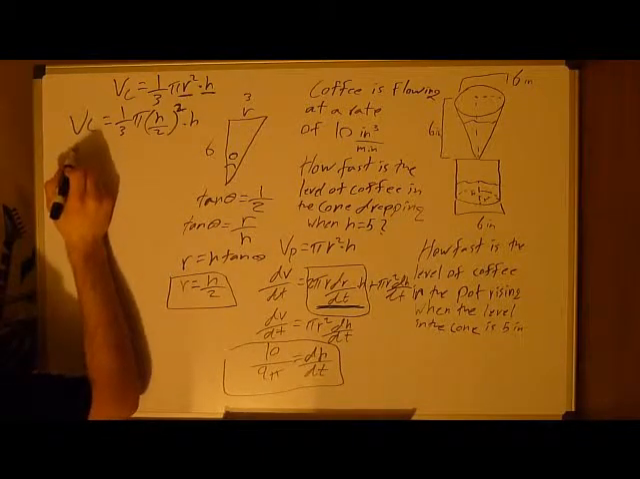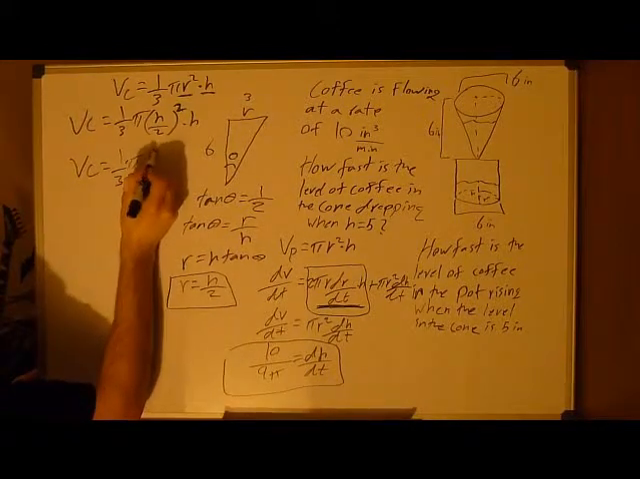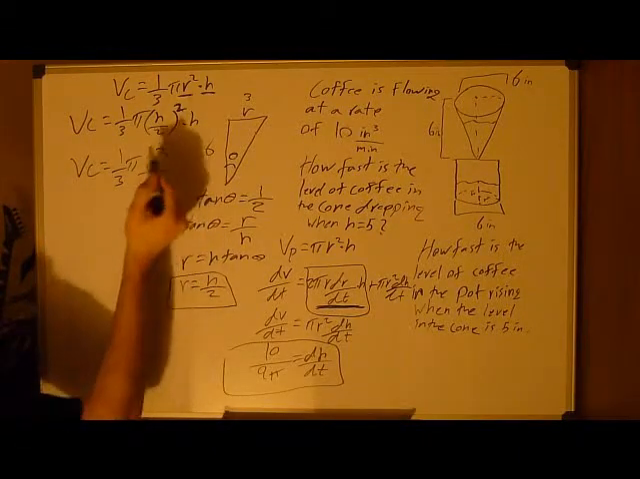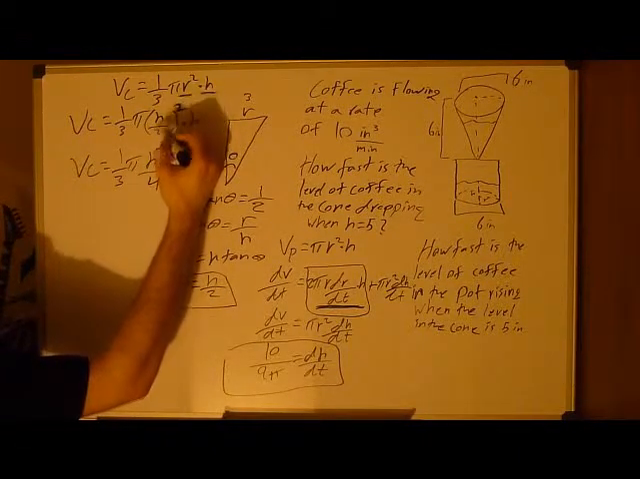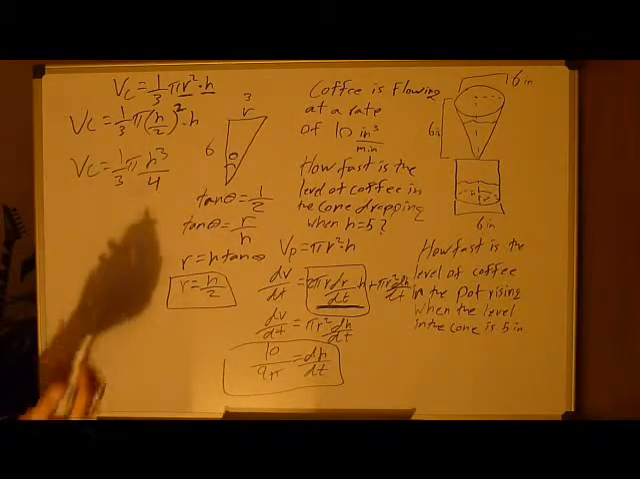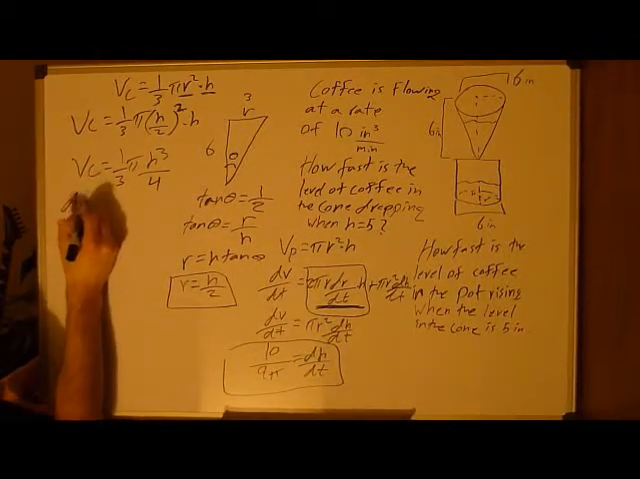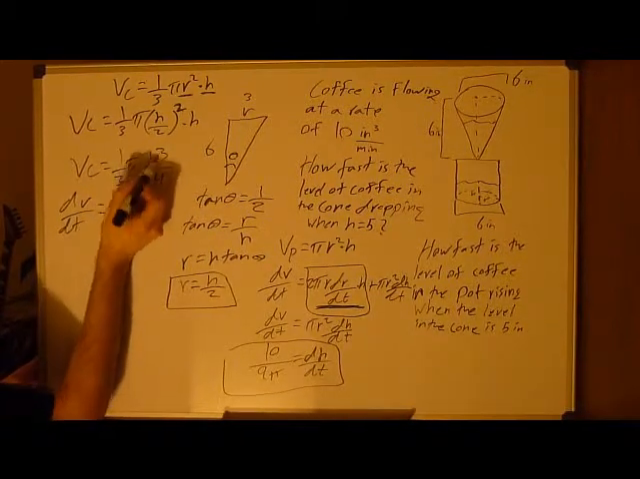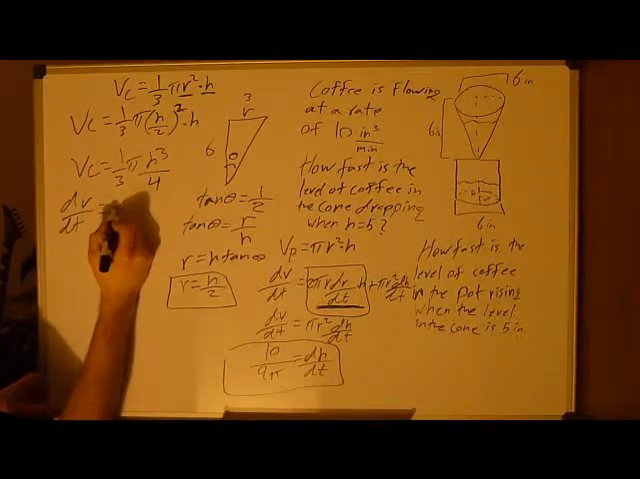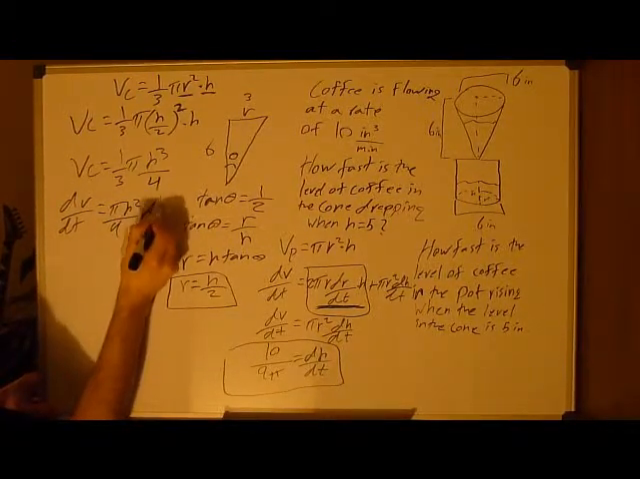So V sub C is equal to 1/3 pi h cubed over 4. I just squared this one and then multiplied it by h. You get h cubed. So now we can simply take the derivatives of both sides, just like we did over here. So dV dt is equal to what? This is going to be 3. This 3 will divide out. So you get pi h squared over 4 dh dt.